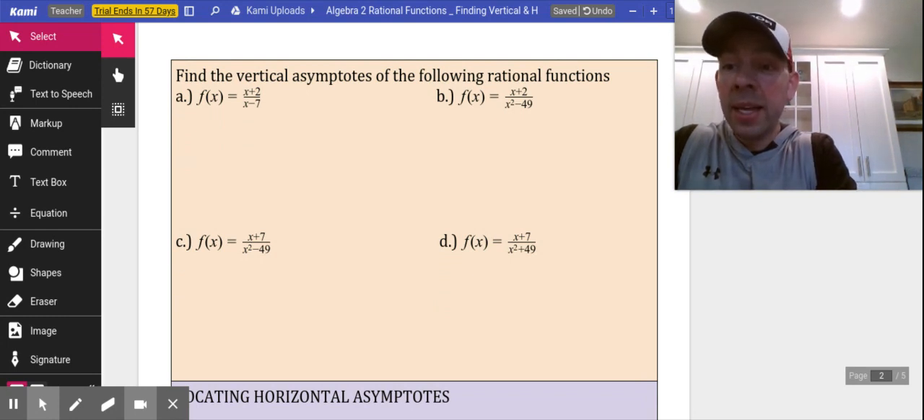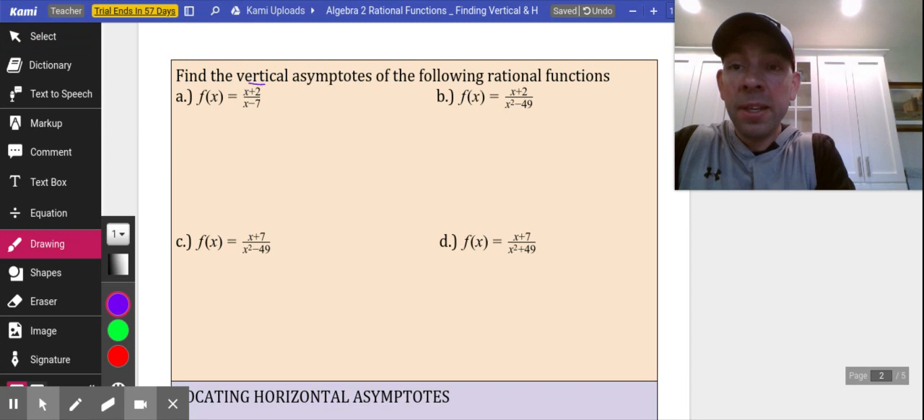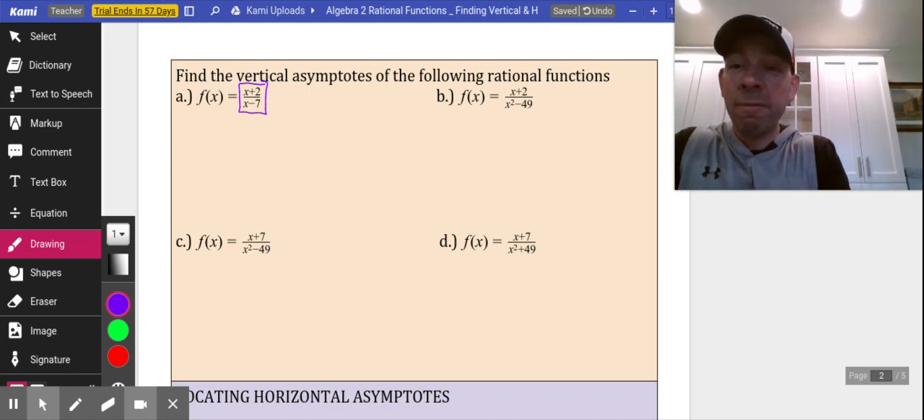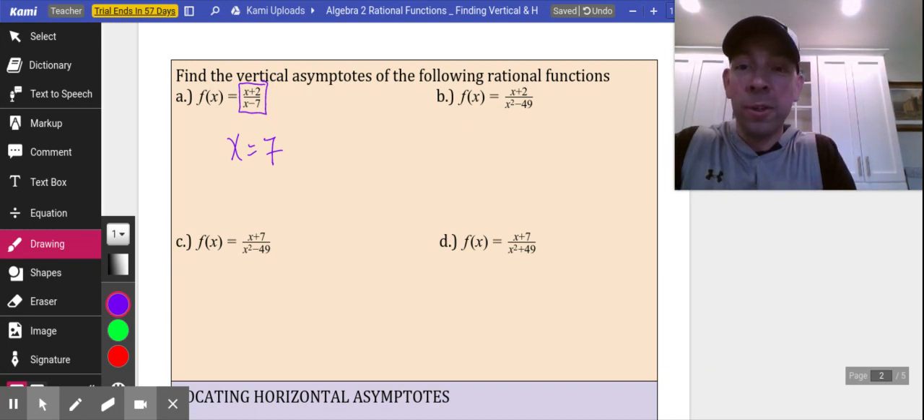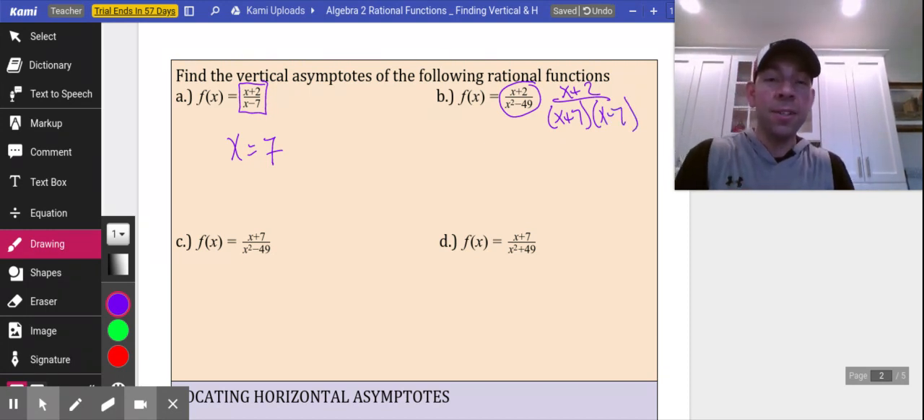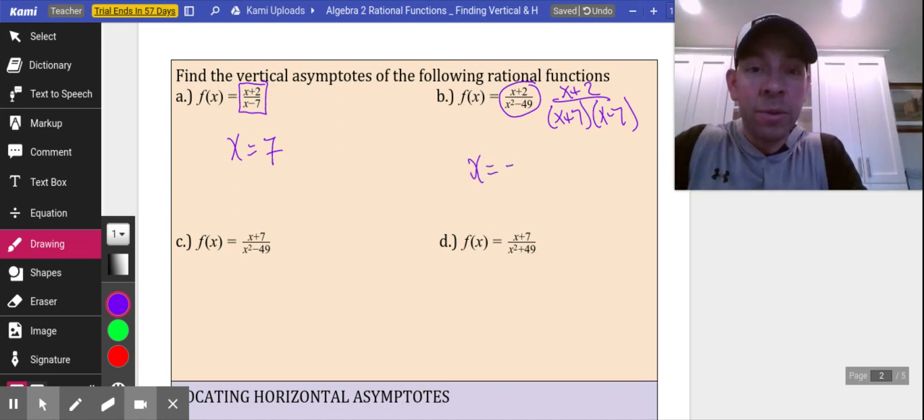So right off the bat, we're thinking, okay, everything's factored here, which is nice, and nothing cancels. In other words, the numerator and the denominator did not have any common factors. In other words, nothing canceled. So we're just going to focus on finding the zeros. I would say the zero is at x equals 7, and that is your vertical asymptote. Okay, I'm going to make sure I get everything factored here. So it's x plus 2 all over x plus 7, x minus 7. And now, again, nothing canceled, because I had no common factors. And I've got two vertical asymptotes, one at x equals negative 7 and one at x equals positive 7.